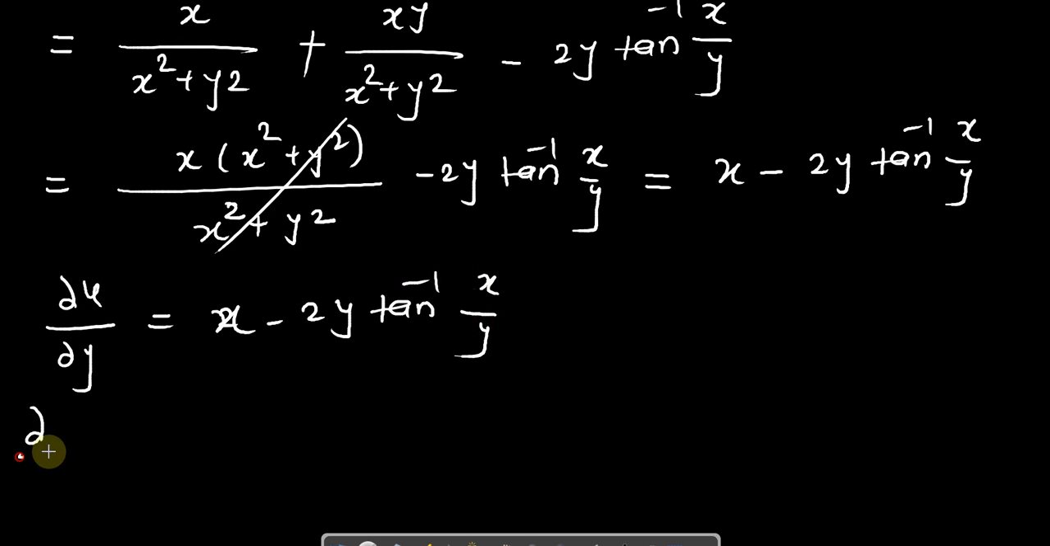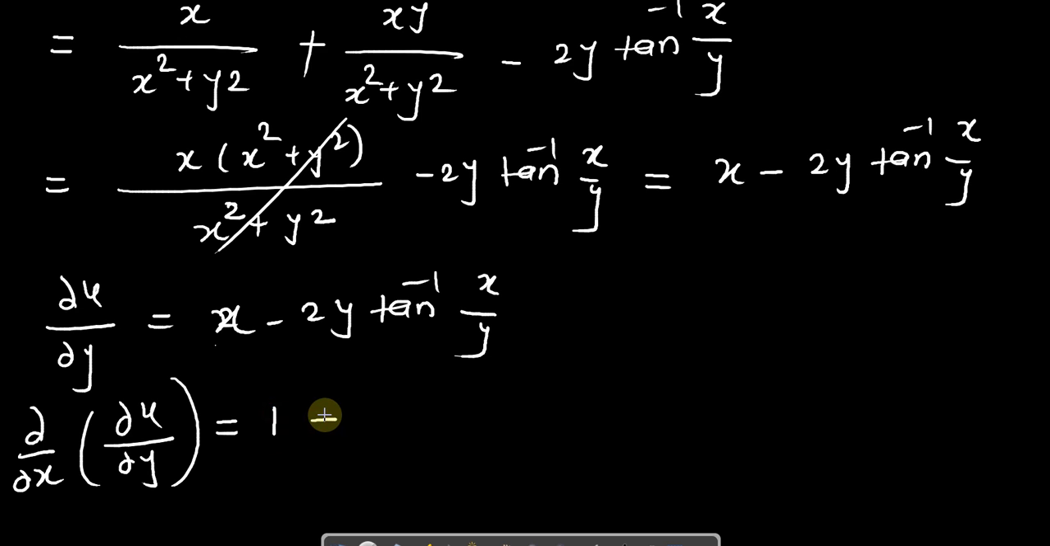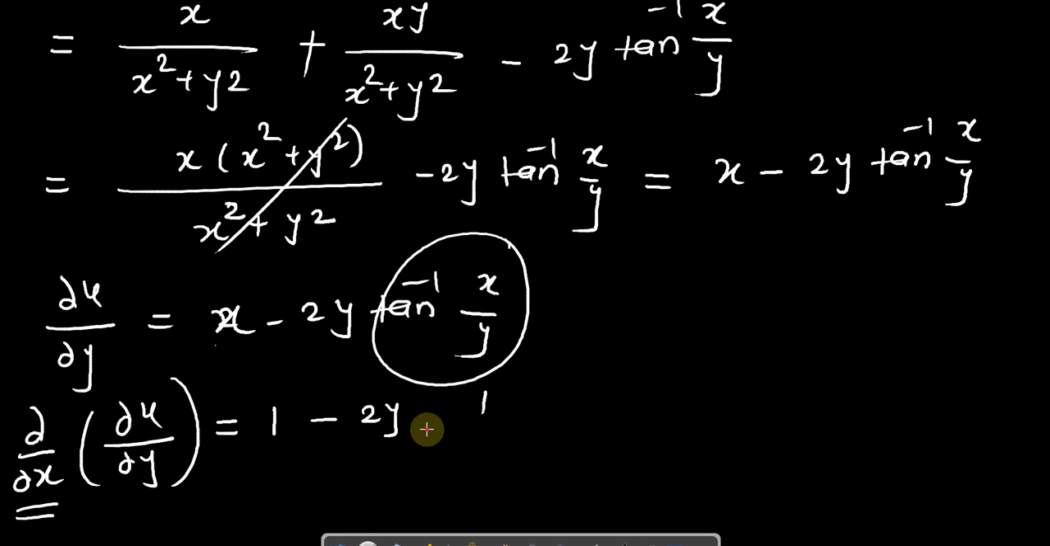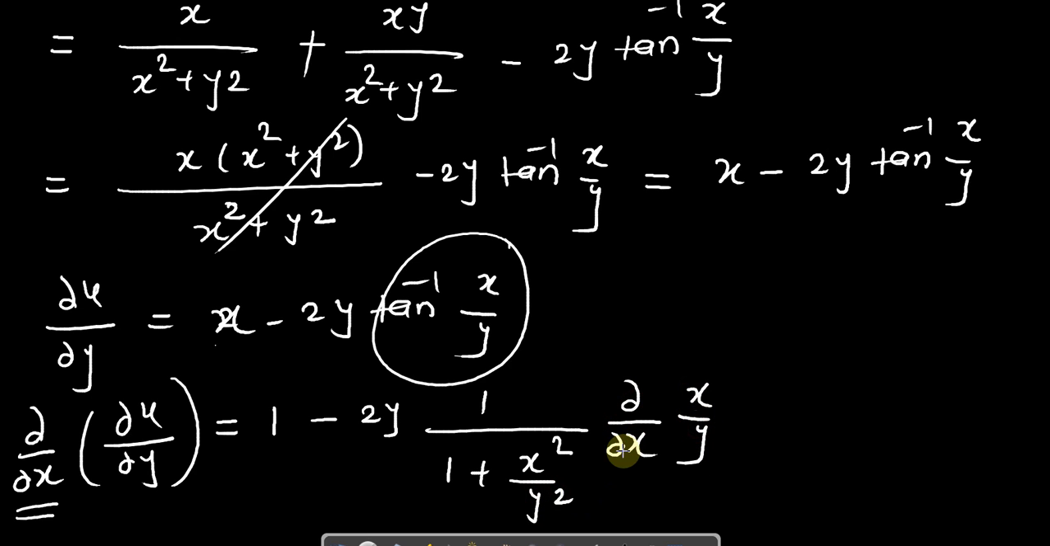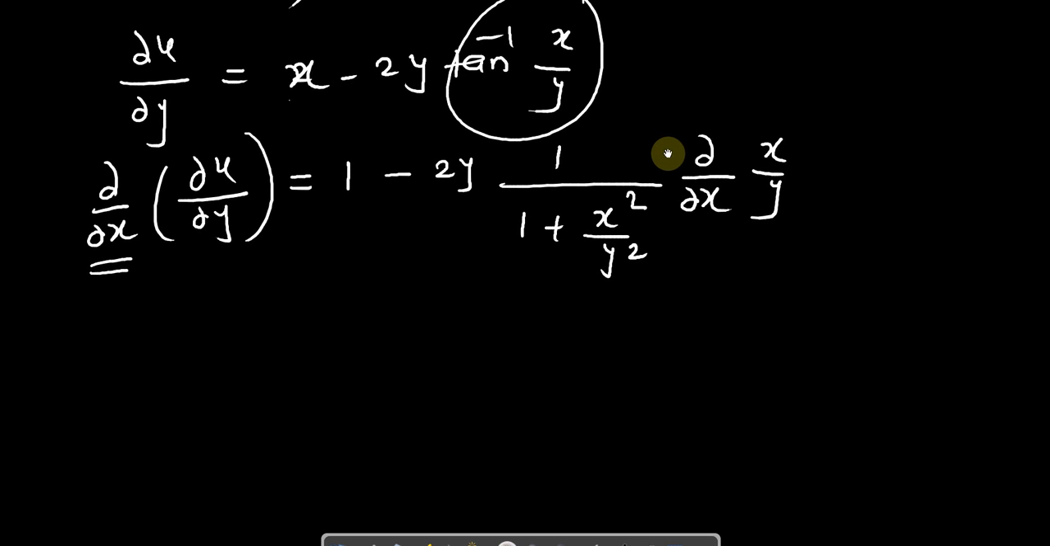We have to further differentiate this partially with respect to x. Now, first term is x, so its derivative with respect to x is y. In second term, 2y is constant because we are now differentiating with respect to x. x is there in tan inverse, therefore we have to differentiate this term. Tan inverse derivative, and further multiply partial derivative of x by y with respect to x.